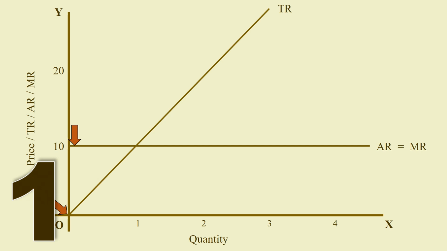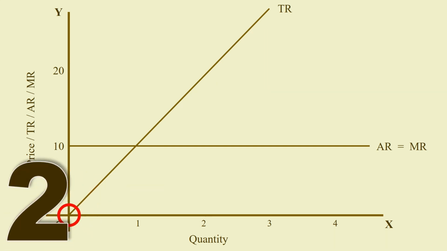In our case, when quantity increases by 1 unit, total revenue increases by 10 units. So, the slope of the given total revenue curve is 10 units. Take any point on the total revenue curve. Its slope is 10. Total revenue curve starts at the origin because when nothing is sold, total revenue is 0.